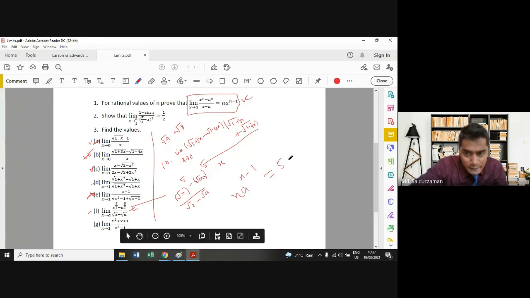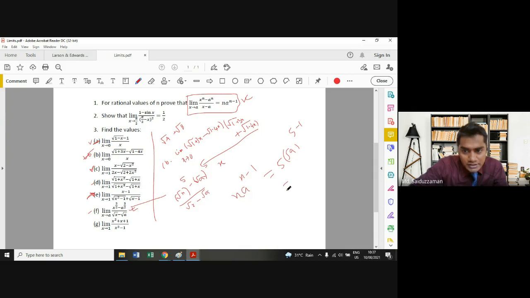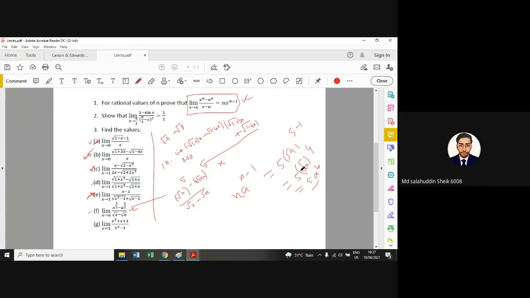n is 5. So 5, and a means root a, to the power n minus 1, that is 5 minus 1. Got the point? This is the answer: 5 root a to the power 4. Root a to the power 4 means a squared. So 5 a squared. This is the answer. Clear? Sir, please repeat the first line again.